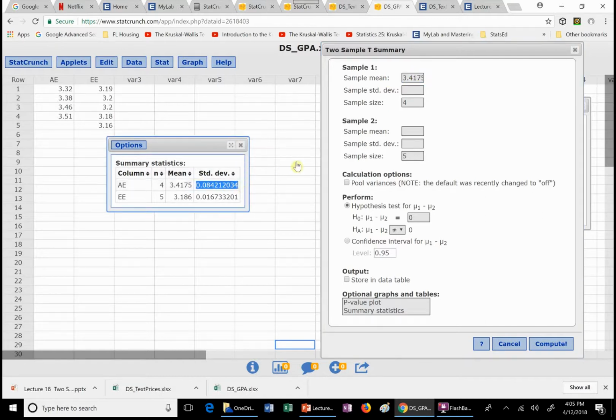And the thing you want to do is be careful when you enter these numbers. Make sure you put the right thing in the right place. Sometimes means and standard deviations can have the same magnitude. So I want to do greater than, and then we're going to hit compute.